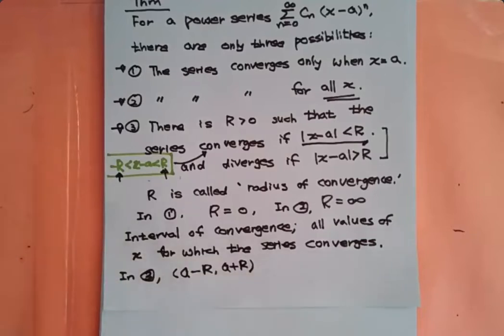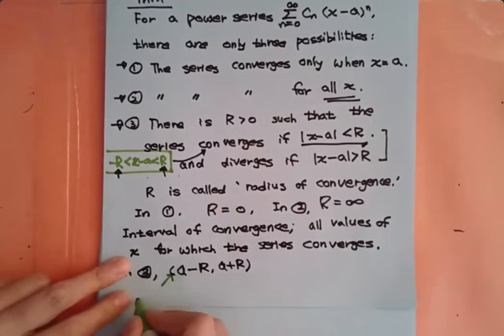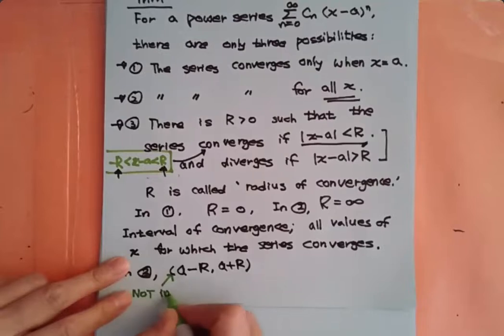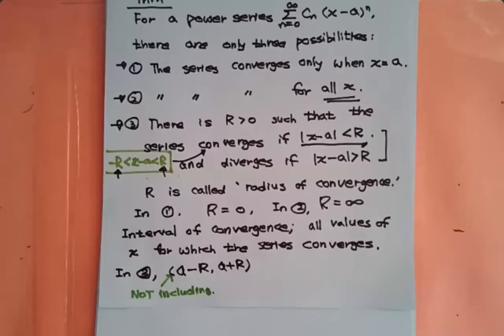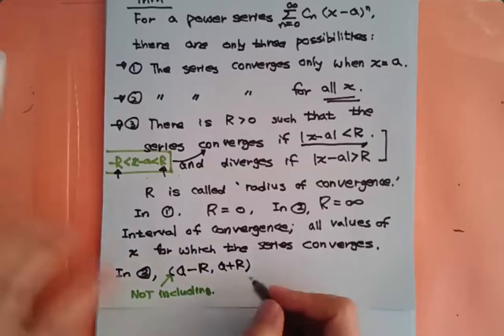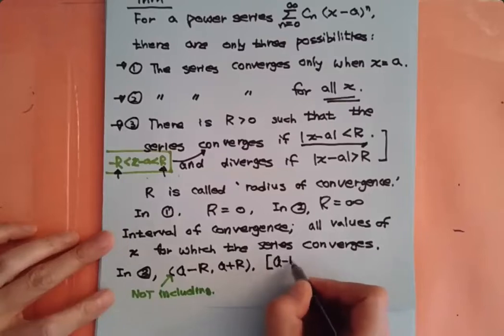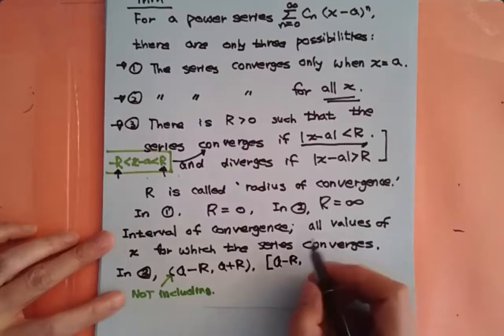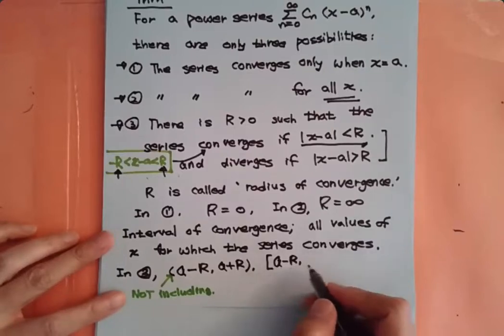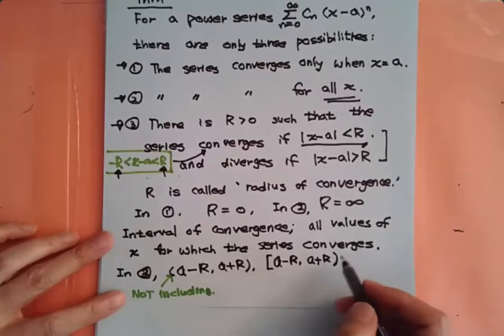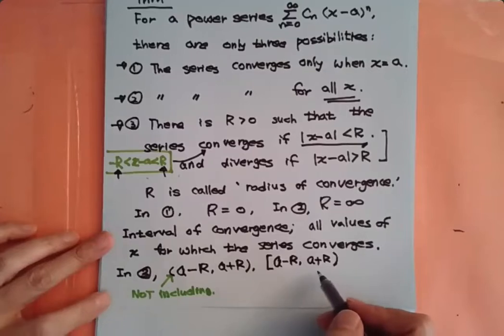So this one, parenthesis means not including: a minus r and a plus r are not included. The bracket notation means the boundary point is included. And so the series converges at a minus r, and it converges all the way through a plus r, but we are using parentheses here, and then the series diverges at a plus r.